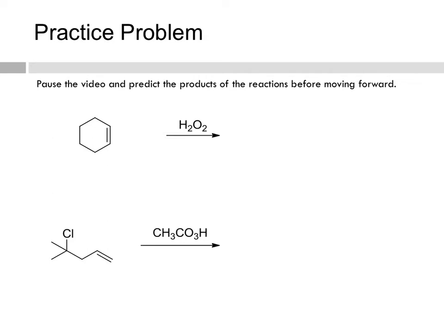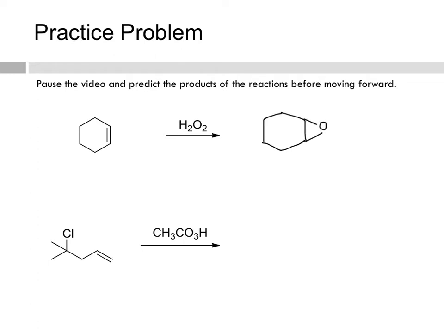In the first example, we've got an alkene functional group, and we've got hydrogen peroxide. Remember, this contains the oxygen-oxygen bond and can form an epoxide when it's treated with an alkene. So the product here is oxidation of the alkene to form the epoxide.